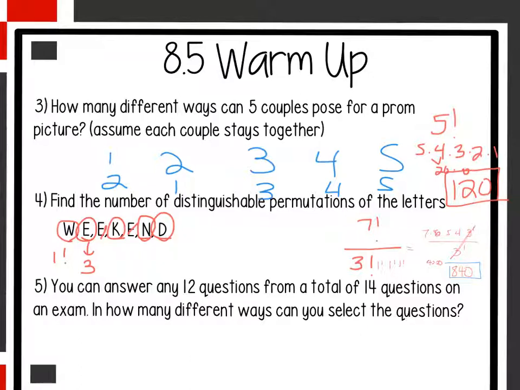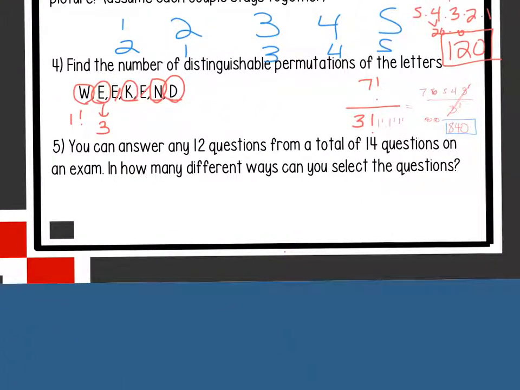All right, and then number 5 says you can answer any 12 questions from a total of 14 questions on an exam, and how many different ways can you select the questions? So if I'm pulling the first 12 questions, is it asking me how many different ways can I rearrange the order of those questions, or is it just saying how many different ways can I pull 12 questions? Just collecting 12, which means what? P or C? C. This is a combination, okay? Whether you picked 1 through 12 or you picked 12 through 1, it's still the same set of questions. So I use combination here, which is C.